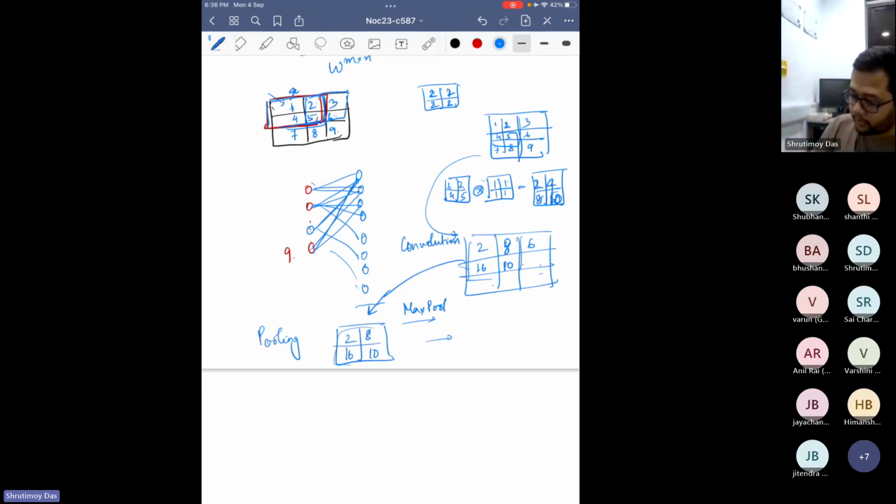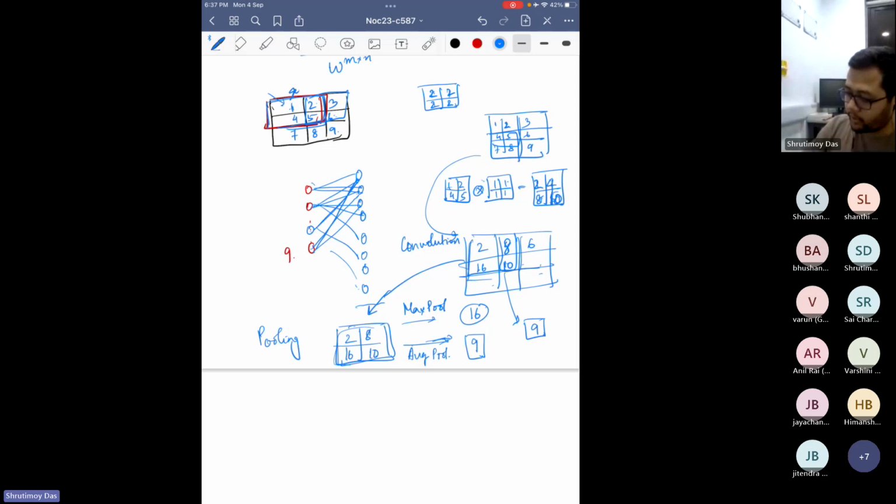Instead of this 2 by 2 block, we'll have a 1 by 1 block, say 16. Or if we want to do something called average pool, we'll just take the average of this: 2 plus 8, 10, 10, 20, 20, 36. So average is I think 9 here. So instead of this 2 by 2 block, we'll have a 1 by 1 block. Say we're doing average pooling, 9.